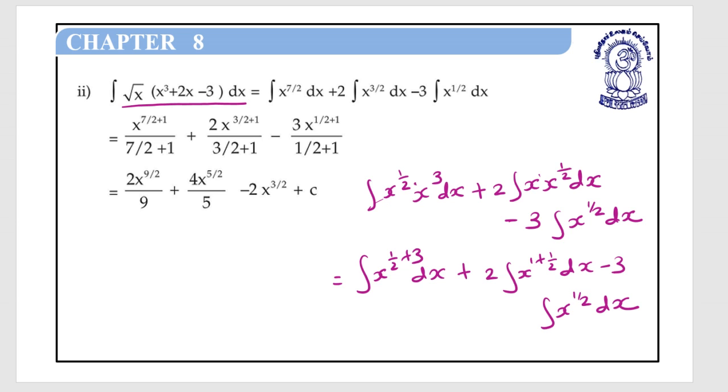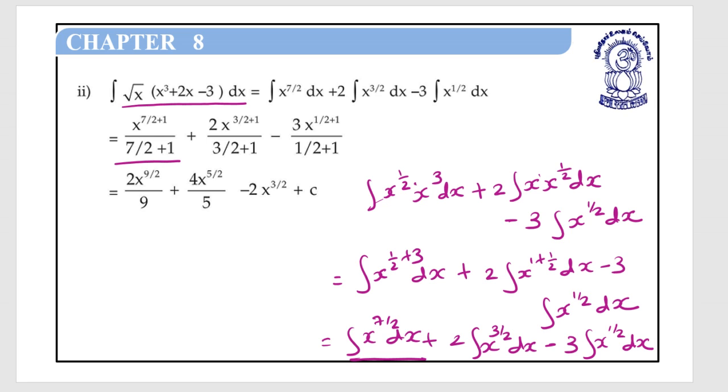Now 3 2s are 6, plus 1, x raised to 7 by 2. Here you will get x raised to 7 by 2 dx plus 2 x raised to 3 by 2 dx minus 3 x raised to 1 by 2 dx. Integration of x raised to 7 by 2 is x raised to 7 by 2 plus 1 upon 7 by 2 plus 1. Same way, 2 is a constant and common, x raised to 3 by 2 plus 1 upon 3 by 2 plus 1, minus 3 into x raised to 1 by 2 plus 1 upon 1 by 2 plus 1.